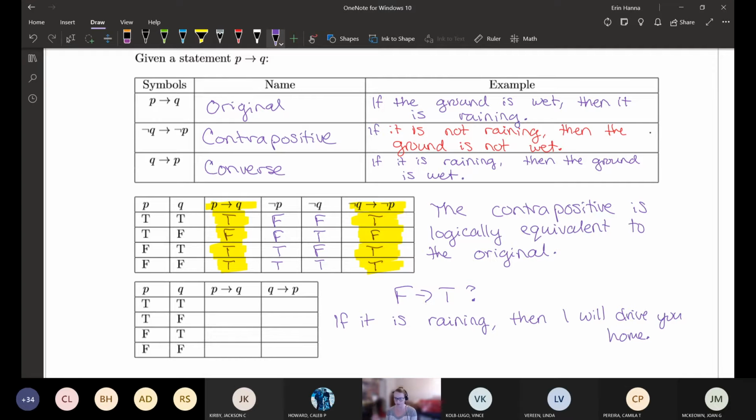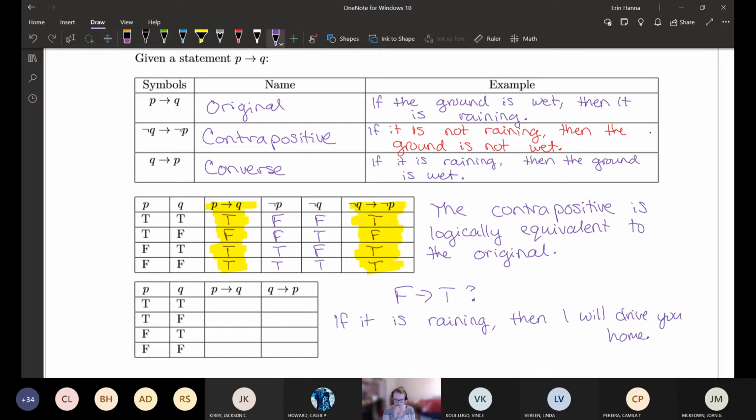Okay, say I say that to you. Say it's not raining, but I still drive you home. That doesn't mean that when I told you, hey, if it's raining, I'll drive you home, was a lie. Because the first thing didn't even happen, it's treated as vacuously true in a way. Whereas if it was raining, I would have driven you home, and that would have been true implies true.